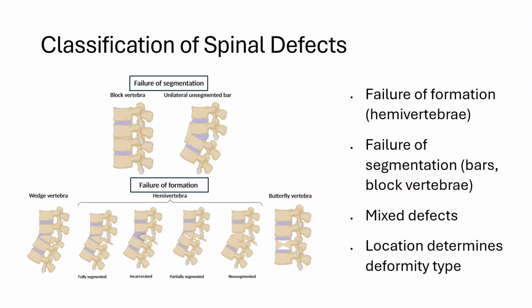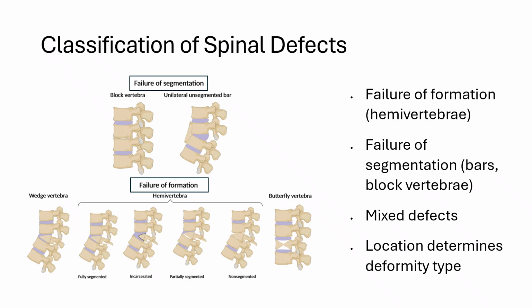Understanding the classification of congenital spinal defects helps you move beyond simply describing what you see on imaging to predicting how the deformity will behave over time. This classification system organizes these complex abnormalities into understandable patterns based on the specific developmental error that occurred.